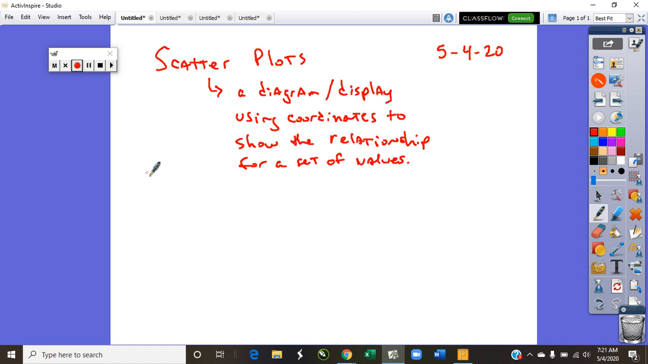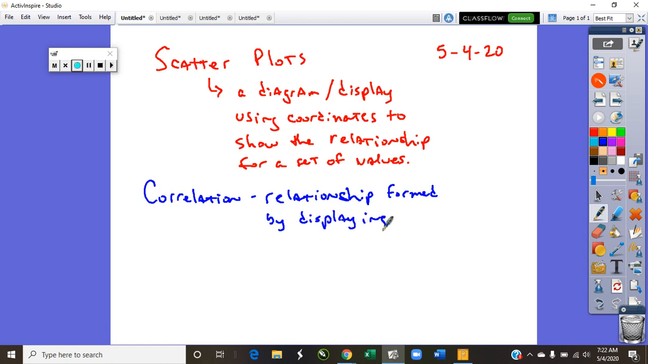Now, what we're going to be finding is what's called a correlation. The correlation is basically the relationship formed by the data. Now, this all sounds tricky and very intense, detailed, whatever you want to say. It's not. This is actually pretty simple stuff, guys. A relationship formed by displaying data.